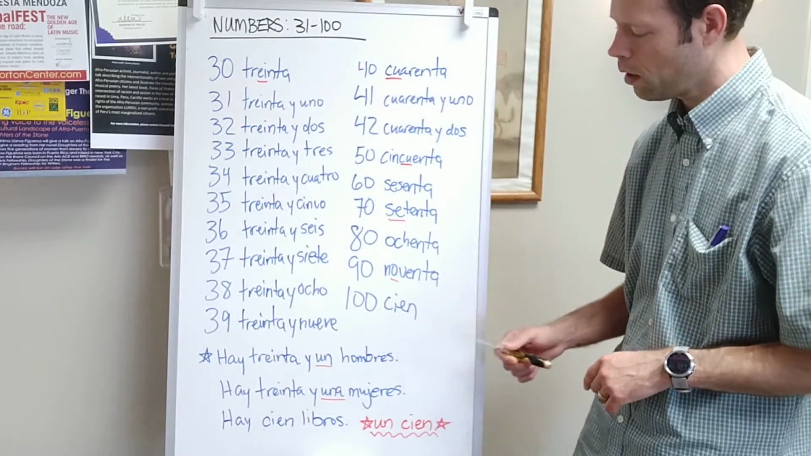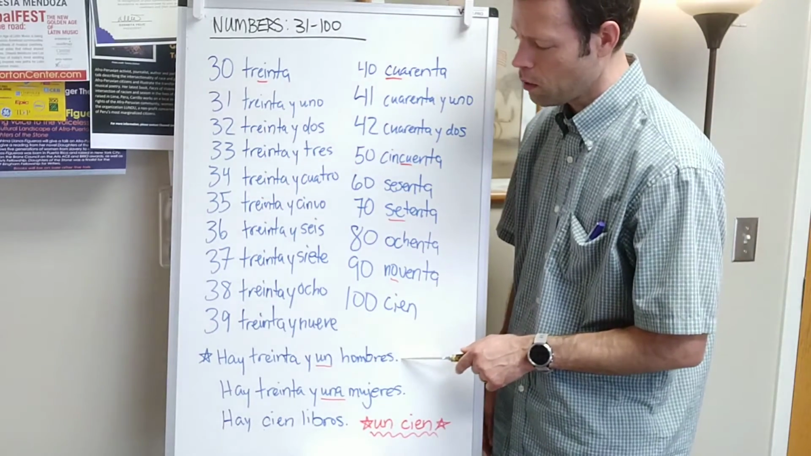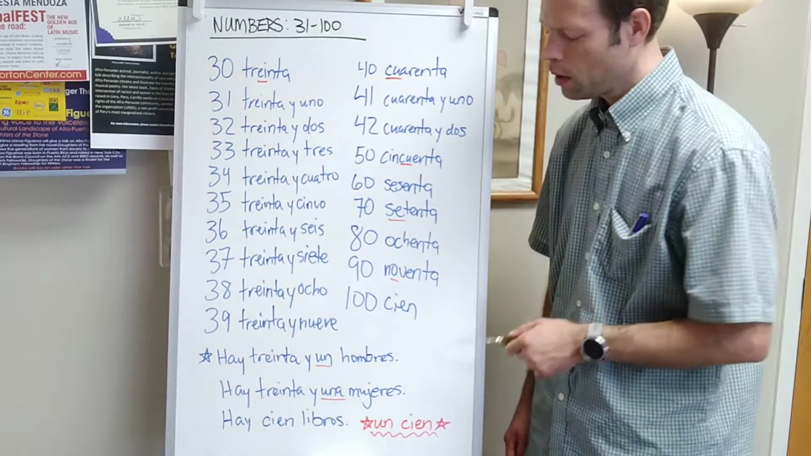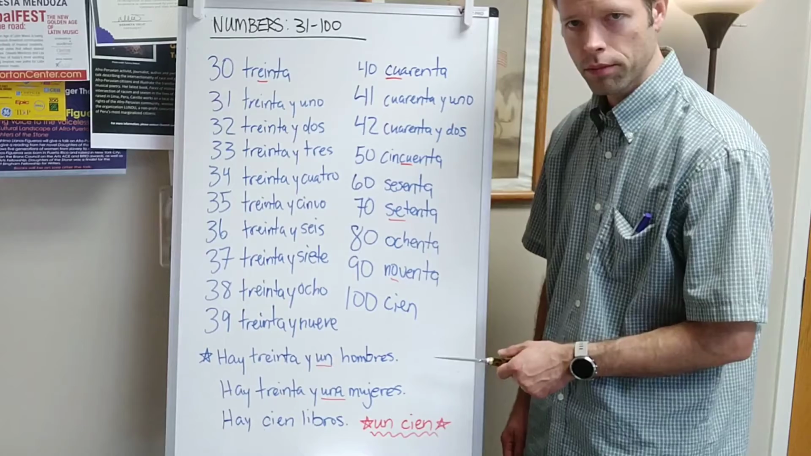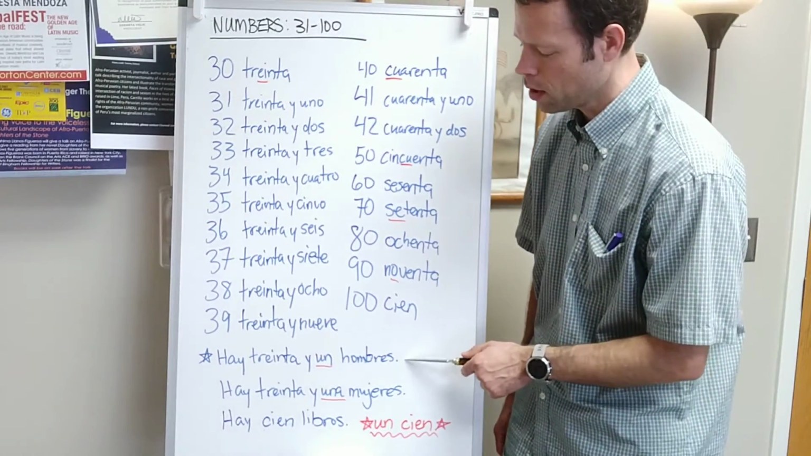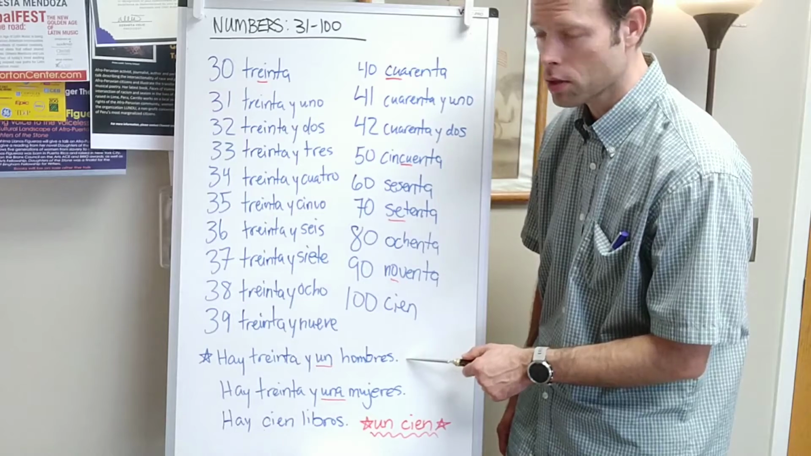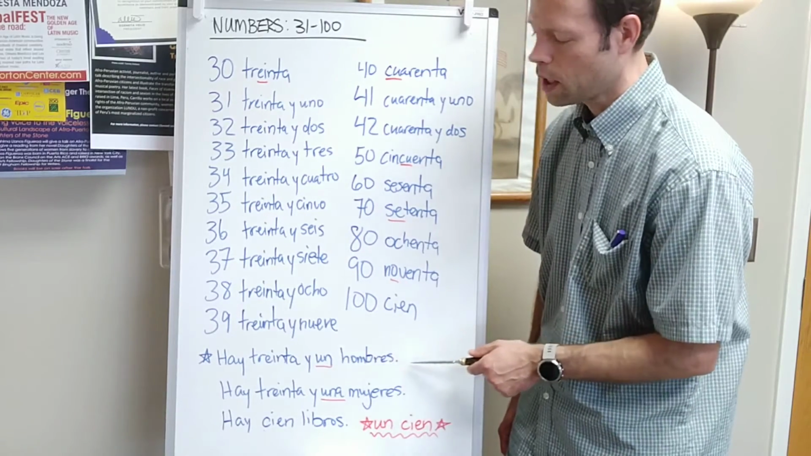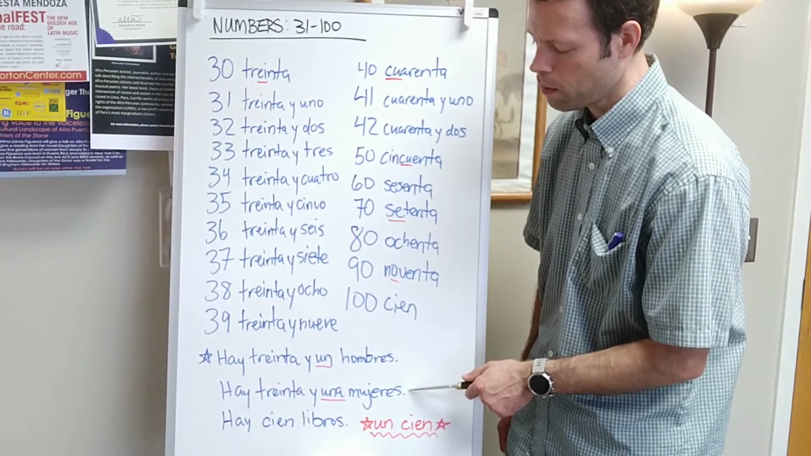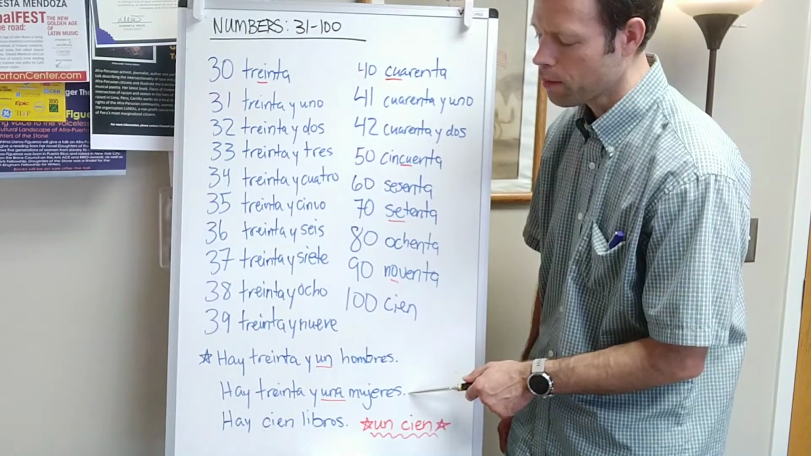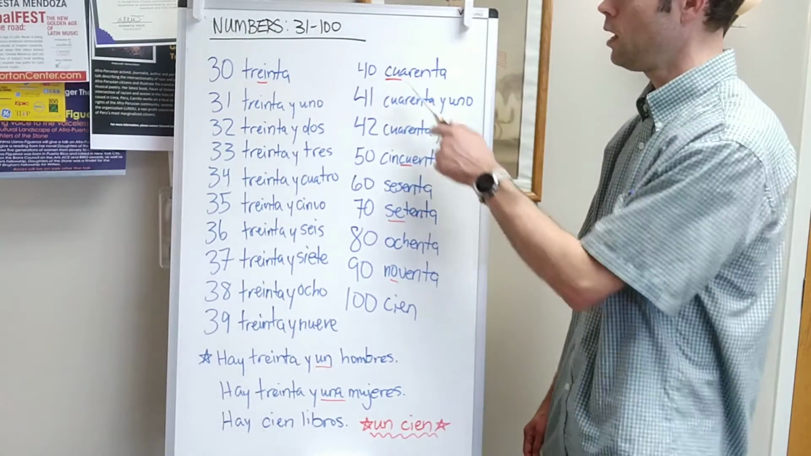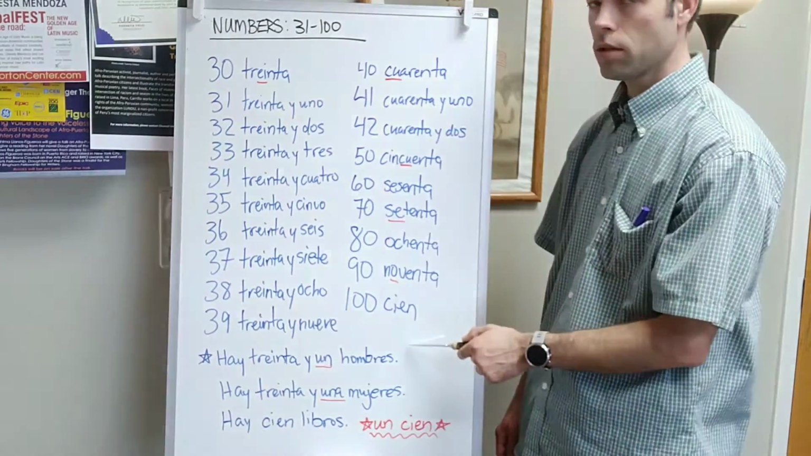Okay, let's move down here. And I have a note about using any of these numbers that happen to end in 1. If you are counting something, then it's going to change from uno to something else. If it's a masculine noun you're counting, like hombres, it will become un. Hay 31 hombres. If it's feminine, then it will become una. Hay 31 mujeres. And that will be the case for any of the series, as long as the number ends in 1.